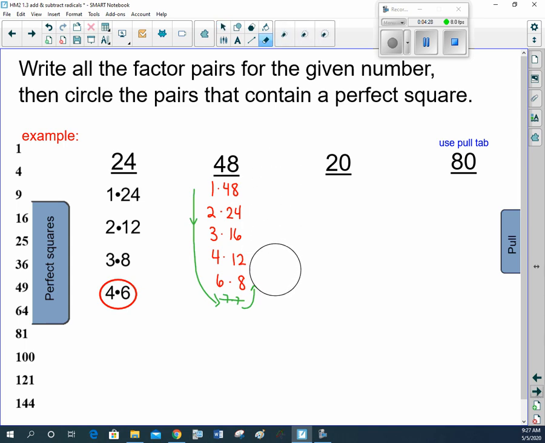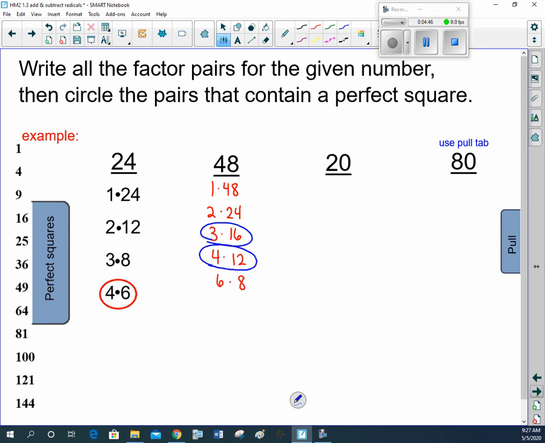Okay, so after you get all your factor pairs written, you want to be able to identify out of those factor pairs which ones contain perfect square numbers. Well, 16 is a perfect square number. That's on our list, so this has a perfect square in it. 4 is a perfect square number, so there's another factor pair.